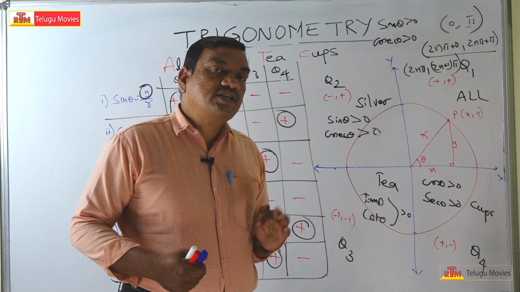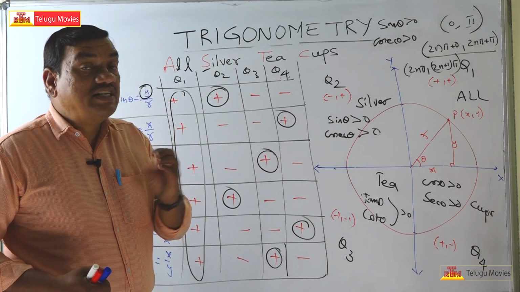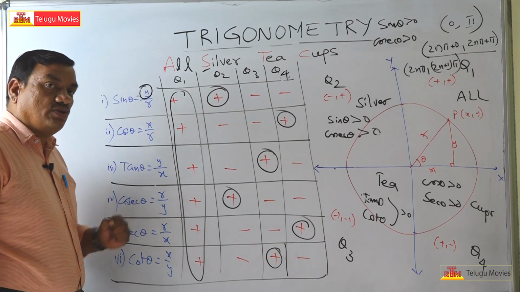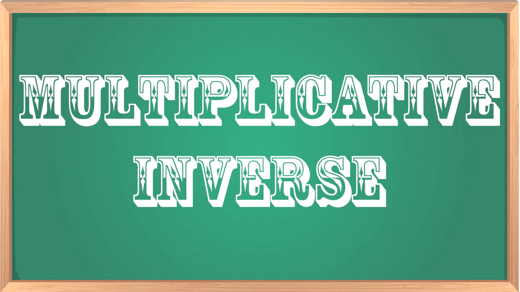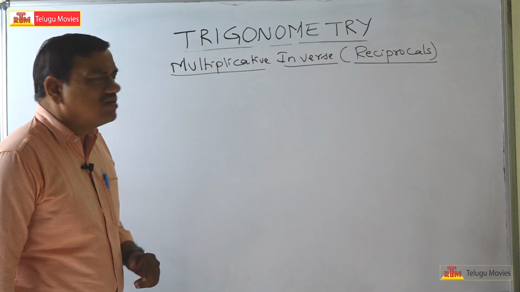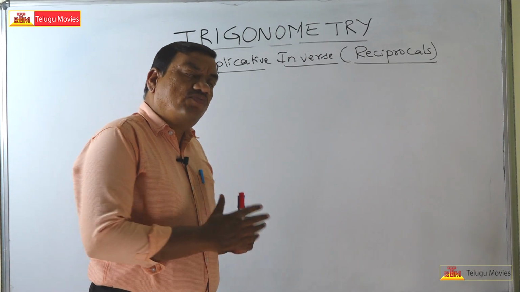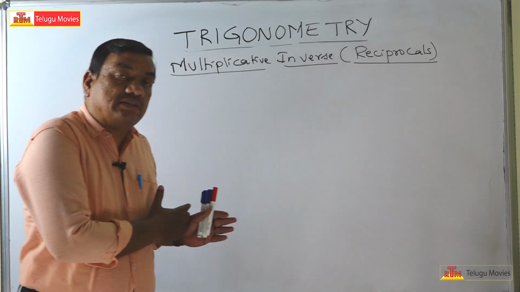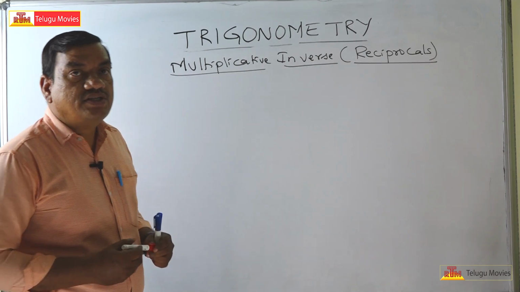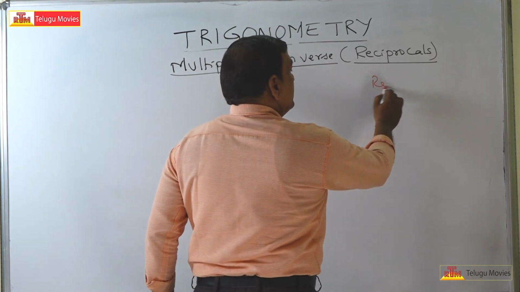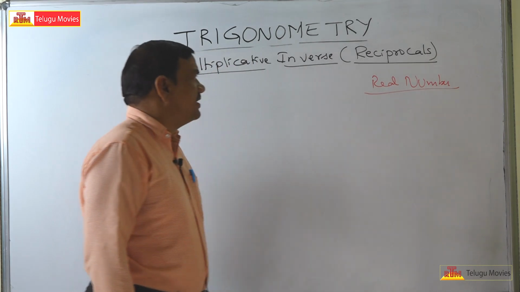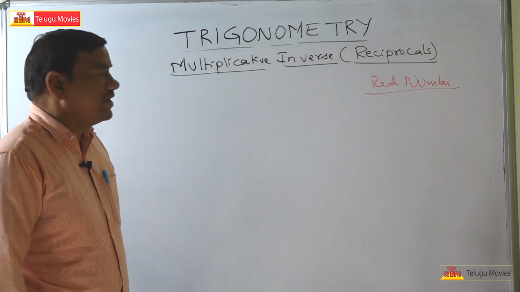Okay? So, next we are going to see the reciprocals. Reciprocal, you already know, but I will explain. So, let us start the next concept. Now, I am going to explain what is a multiplicative inverse, or simply reciprocals. Before going to the trigonometric ratios, let us look at it in the set of real numbers: what is a multiplicative inverse?